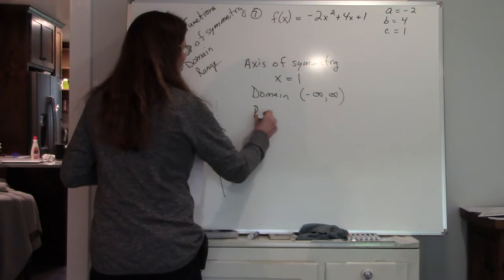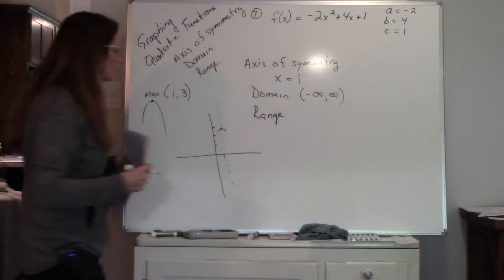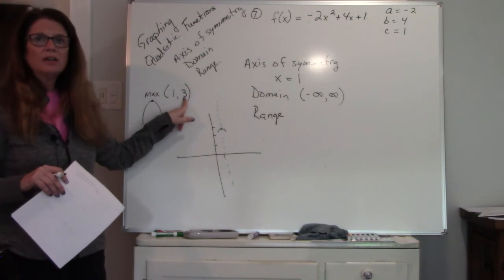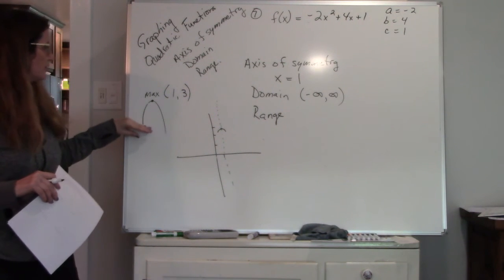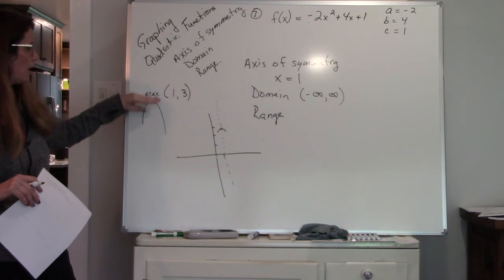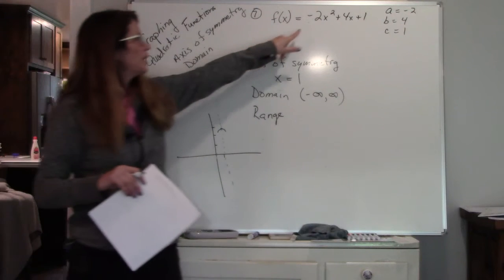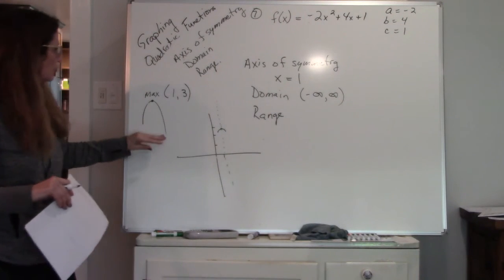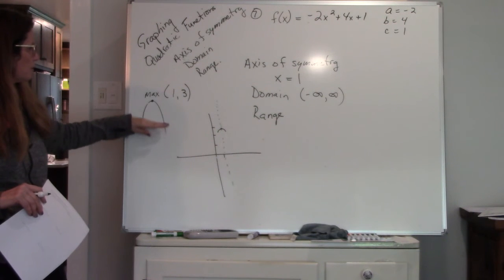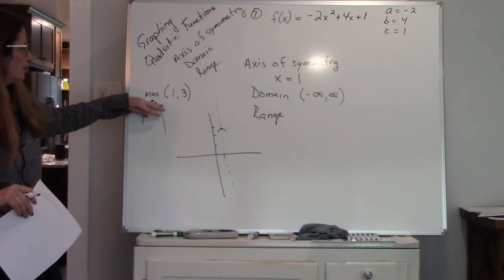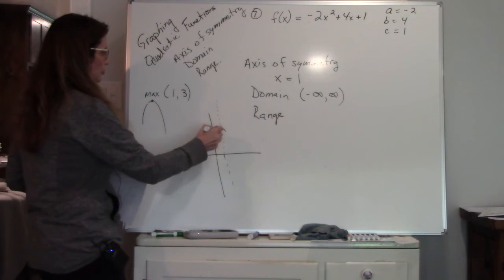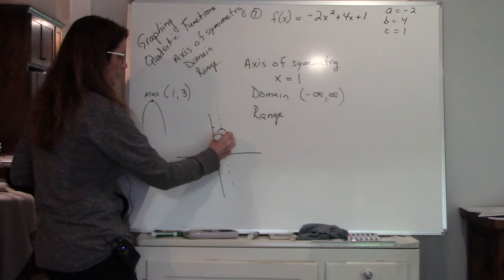And then the range is based on the y value of our vertex and whether it opens up or opens down. So in this case, we know our parabola opens down, and again, it's because this is a negative value. So the range means it's going to be all the values from negative infinity up to the y value of my vertex. So in this case, we know that our parabola is going to do something like this.